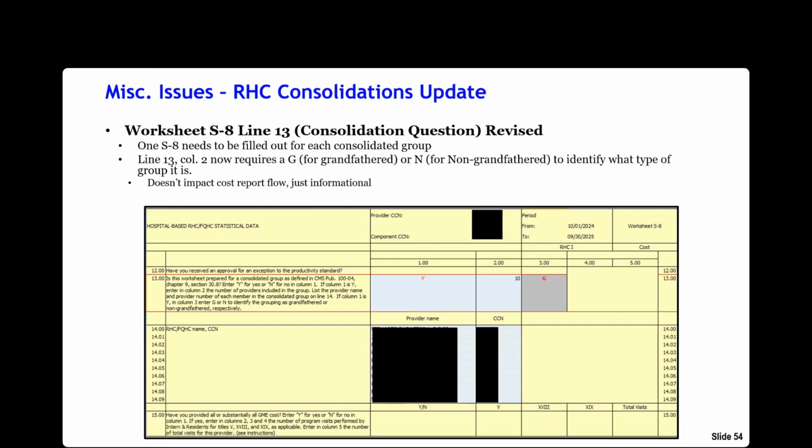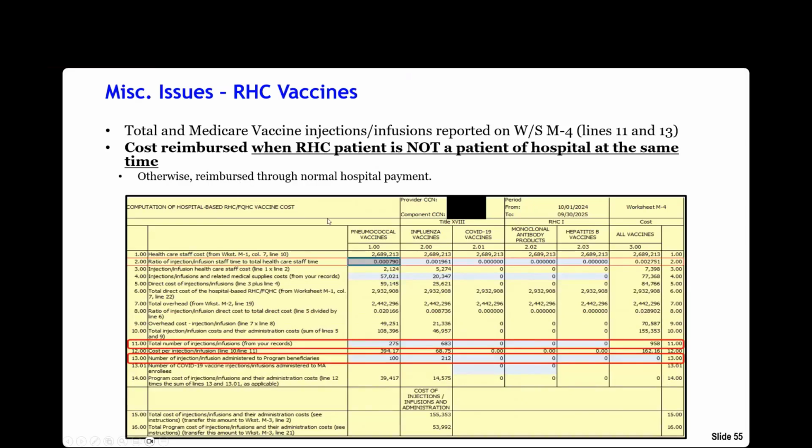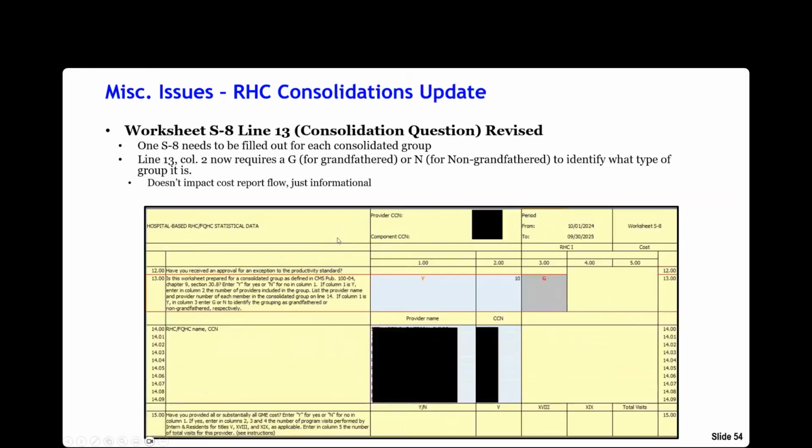If it had a base year in one of the later years because they had short periods, those can never be consolidated into anything. That was the CMS clarification that was most recent. Now, this doesn't impact the flow. It's just setting up the stage for how the other worksheets are going to be filled out. All the M series for every consolidated group. So this is the only thing I wanted to mention as an update for consolidations. Not a major change.